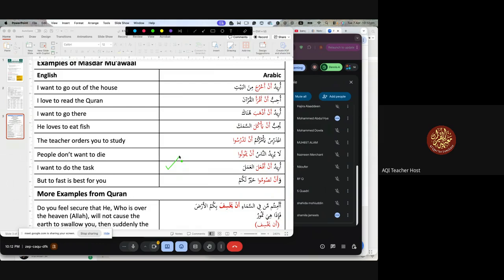Anyone? If not, Brother Dennis, you start again. Uridu an af'ala. An is the particle. Fa'ala is the masdar. Yeah, but we'll not call it Masdar here.